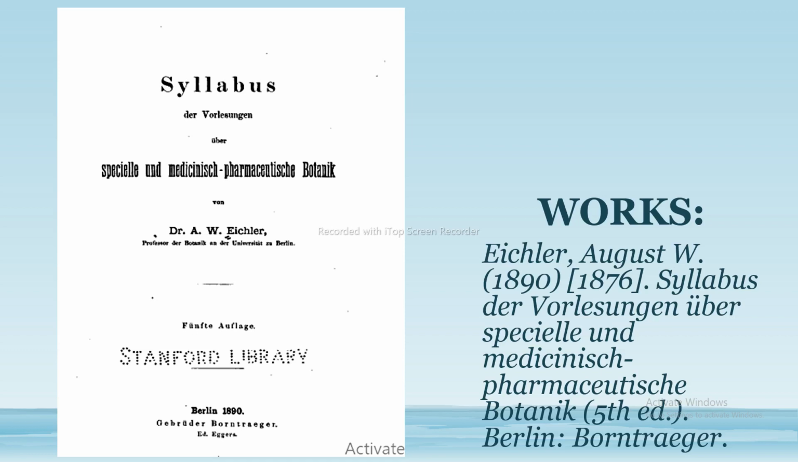Next is Eichler, August Wilhelm, 1890, Syllabus der Vorlesungen, phylogenetisch über specielle und medicinisch-pharmaceutische Botanik, fifth edition, Berlin, Borntraeger. It is shown in the figure and it was published in 1890.